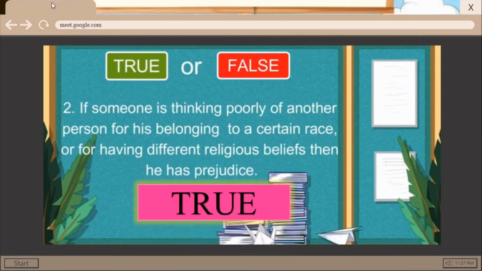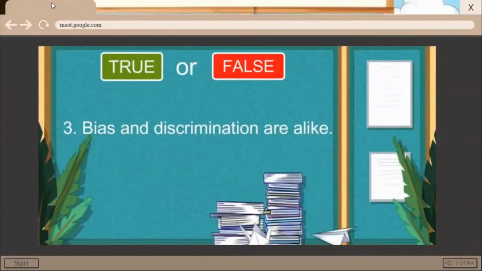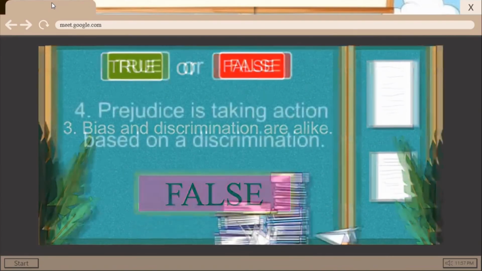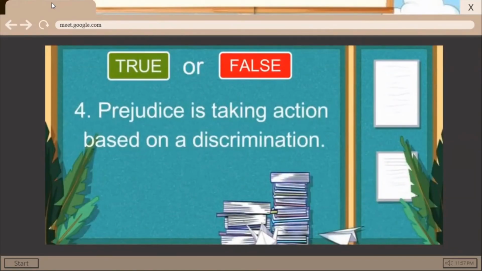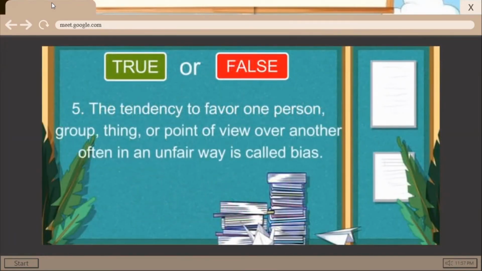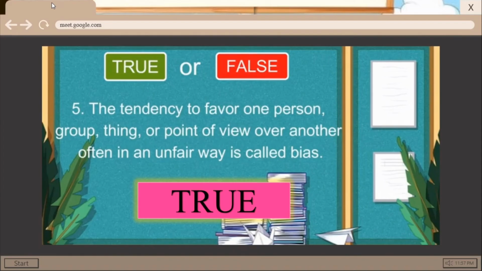Yes, true. Good job. 3. Bias and discrimination are alike. False. Very good. 4. Prejudice is taking action based on a discrimination. Answer? False. That's great. 5. The tendency to favor one person, group, thing, or point of view over another, often in an unfair way, is called bias. Your answer? True! You're awesome!